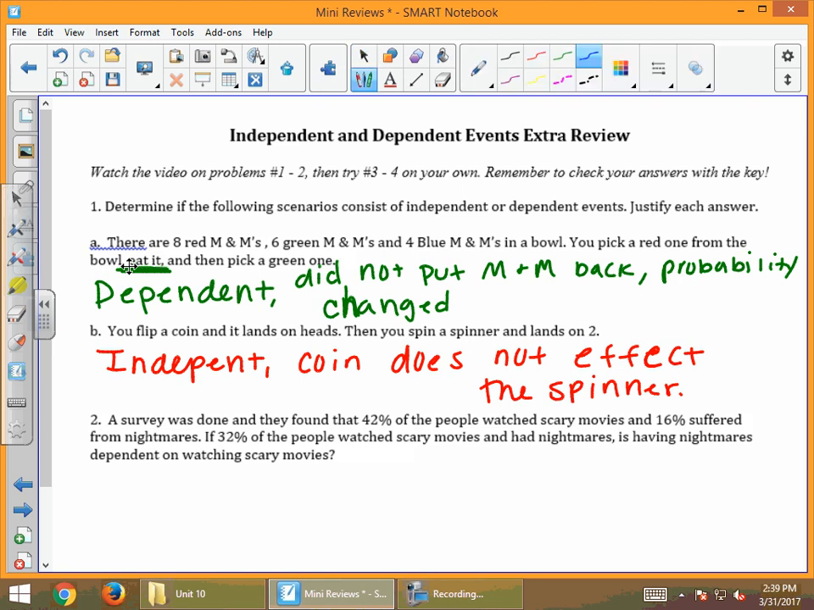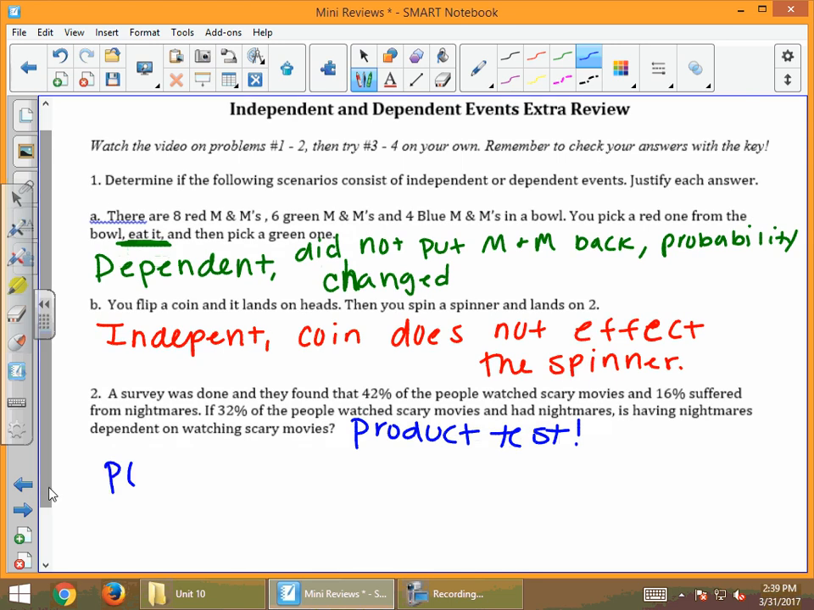Whenever you're given this type of question, you have a bunch of percentages, and you're asked if something is independent or dependent. This is where you're going to use the product test. That's where you multiply the two probabilities together. So we're going to multiply the probability of scary movies times the probability of nightmares. I'm abbreviating. And if they're independent, that should equal the probability of both scary movies and nightmares.